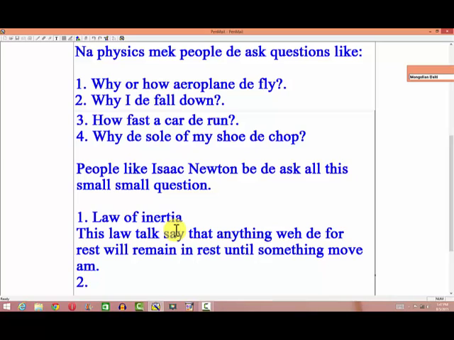Another law whereas Newton formed is that force is equal to mass times acceleration.